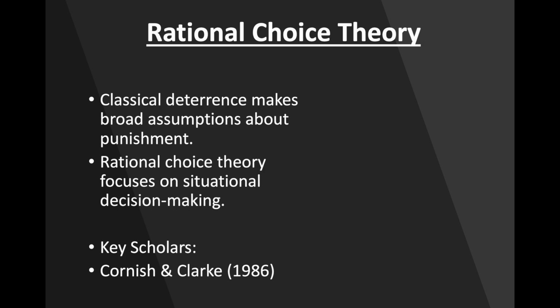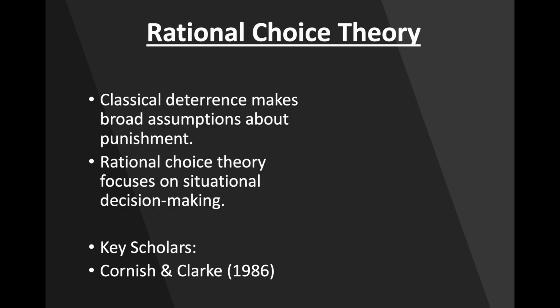Deterrence theory often operates from a broader, more system-level perspective. Rational choice theory becomes much more situational and event-oriented. And this shift was strongly influenced by the work of Derek Cornish and Ronald Clarke, particularly The Reasoning Criminal, published in 1986.